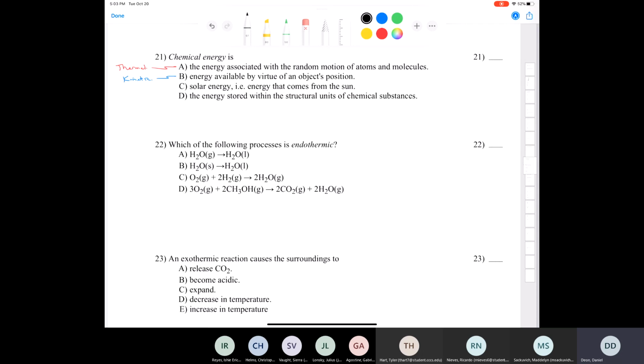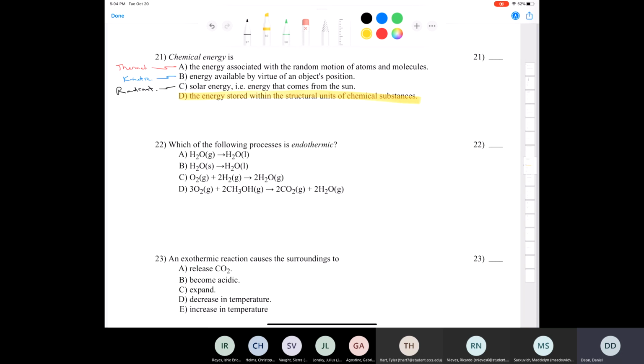The next one, solar energy. For example, the energy that comes from the sun. This is radiant energy. Radiant energy. So the last one better be the correct answer. Chemical energy is the energy stored within the structural units of chemical substances. And we know that this is, in fact, what chemical energy is. It's the definition of chemical energy.